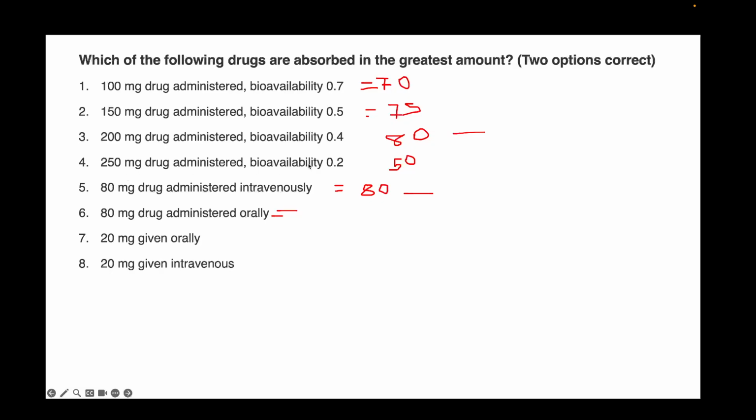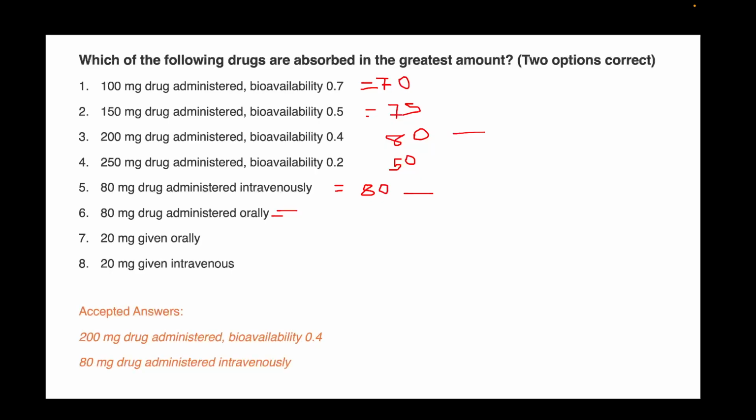250 mg of drug administered, bioavailability 0.2 will give you 50. 80 mg of drug administered intravenously, since intravenous is 100% bioavailable, 80 mg will be available. And then 80 mg of the drug administered orally, and then 20 mg given orally, 20 mg given intravenous. If you compare across all of them, option 3 has the highest amount, 80 mg, as well as option 5, another 80 mg. So option 3 and 5 will be the correct answer, which is these two dosing are absorbed in the greatest amount, 200 mg of drug with bioavailability 0.4 and 80 mg of drug administered intravenously.